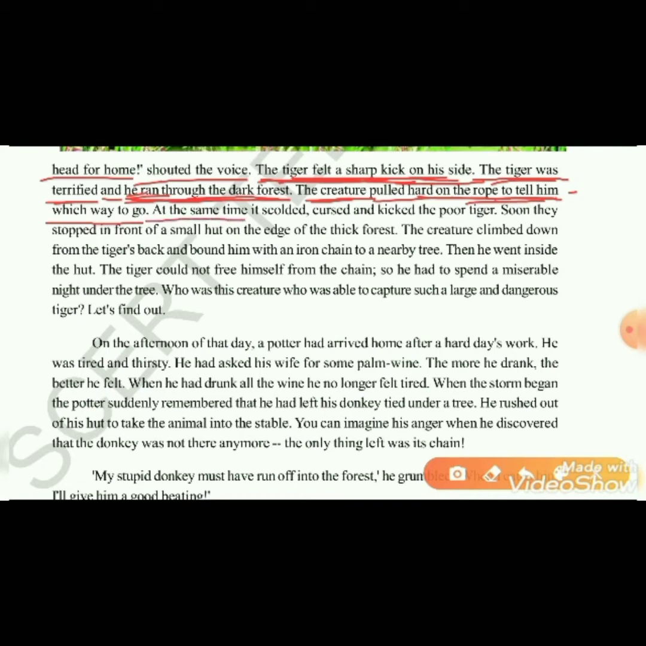Soon they stopped in front of a small hut on the edge of a thick forest. As soon as they crossed the forest, almost at the edge of the forest, they found a hut and there they stopped.